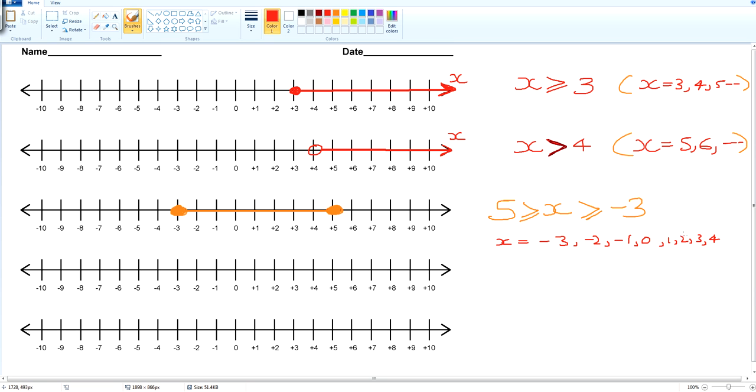What about 5? Is 5 part of the solution? Yes, because it's solid. The solid circle indicates that that number is part of the answer. An empty circle indicates that number is not part of the answer. So we must include 5. So this here is our solution set to the inequality. This is all the integer values that x can take. Okay, here comes the next one.